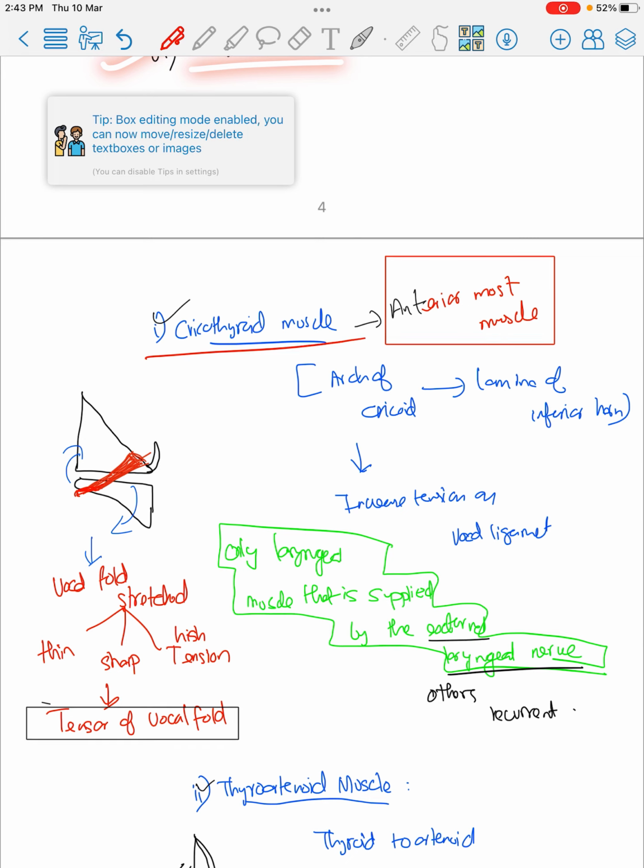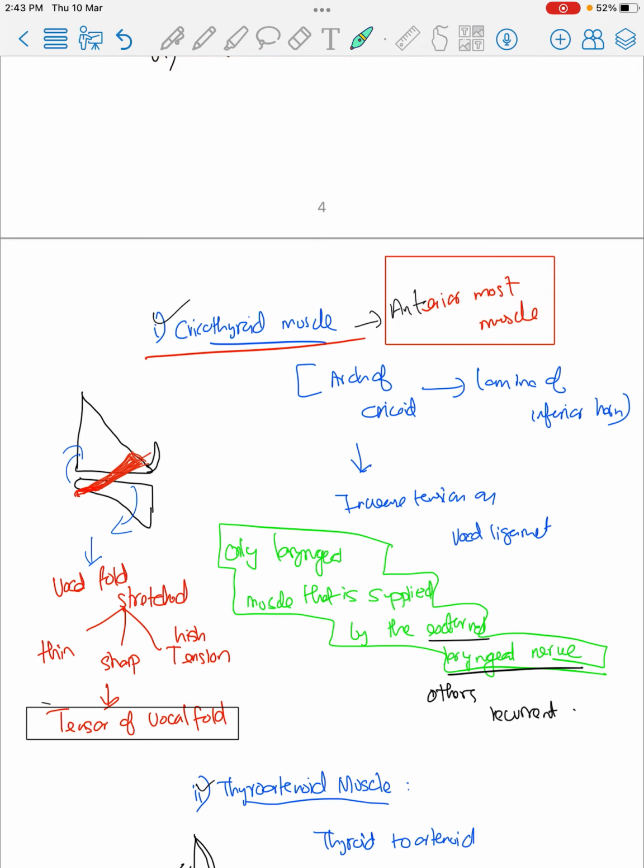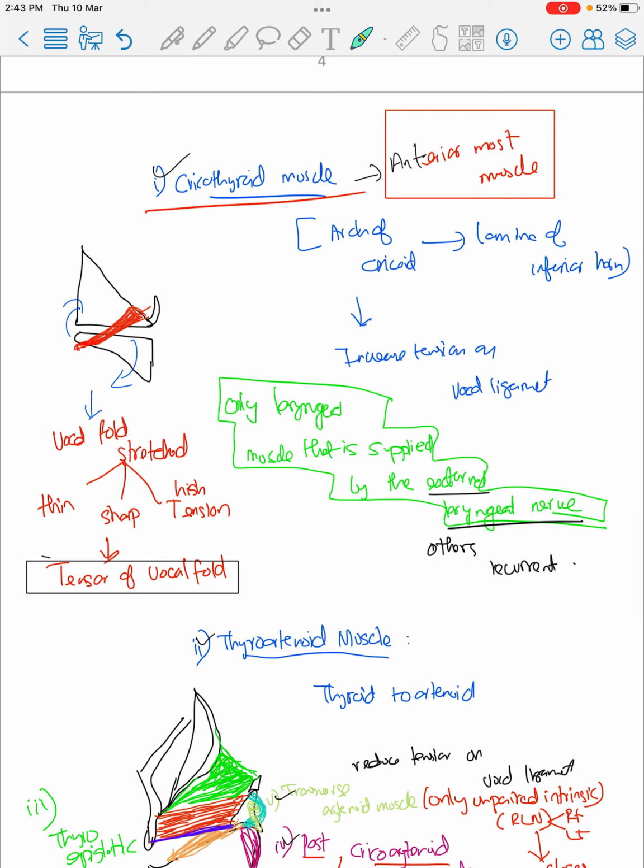First we will see about the cricothyroid muscle. Okay, this is the anterior most muscle. Okay, you can see it arises from here and attaches to the thyroid, from cricoid to thyroid. This is the only muscle which causes tension of the vocal cord. I can explain this later. Okay, first it is from the arch of the cricoid to the lamina of the thyroid, inferior thyroid horn. It increases tension on the vocal cord. Okay, it is the only muscle that is supplied by the external laryngeal nerve.